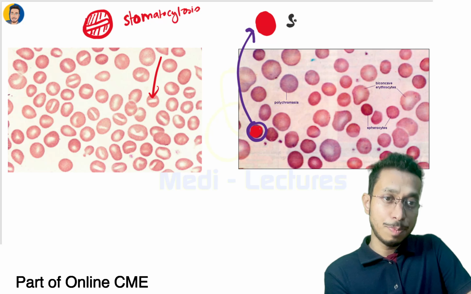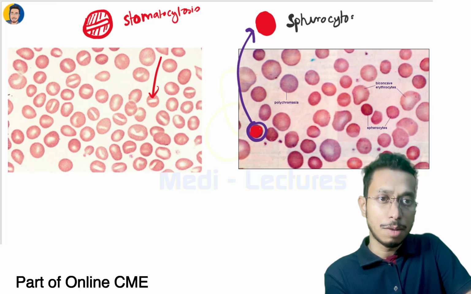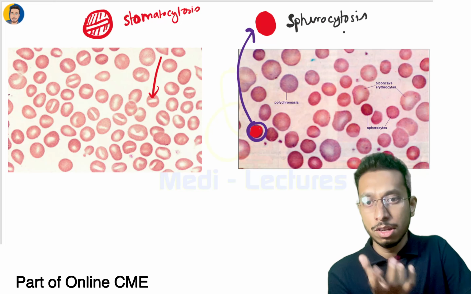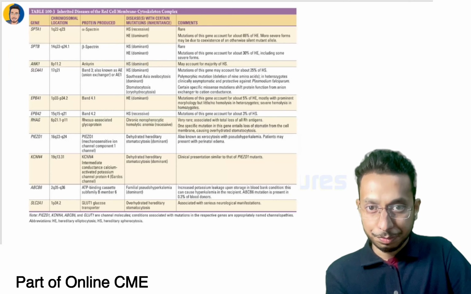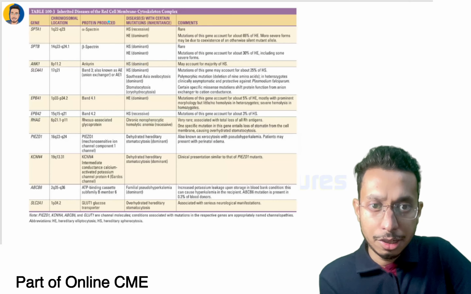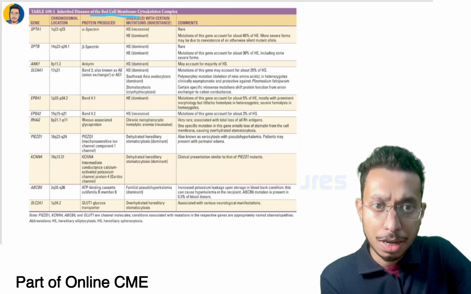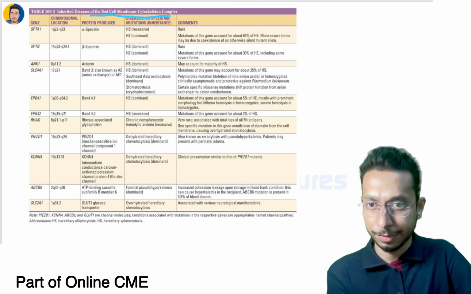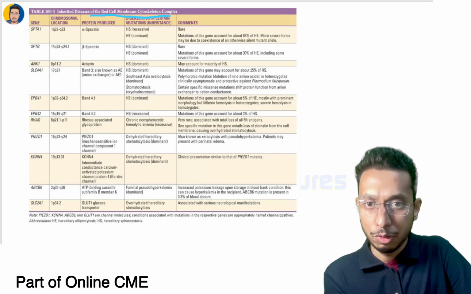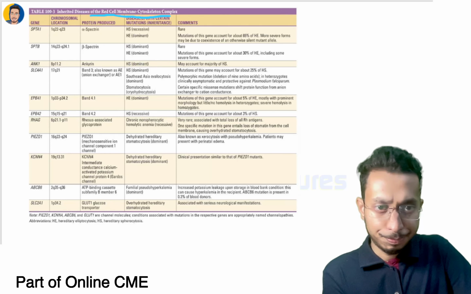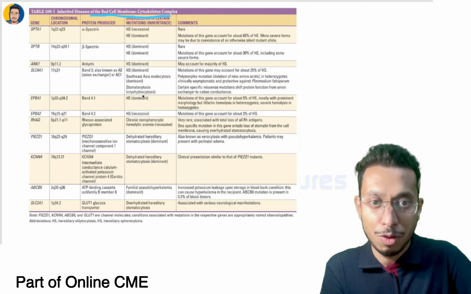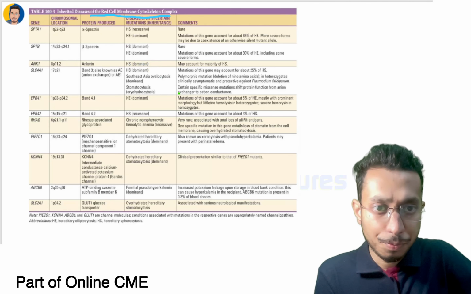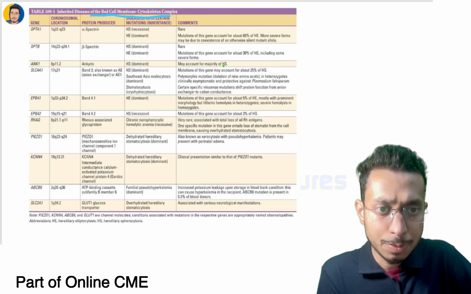Now remember, these spherocytes are never pathognomonic of hereditary spherocytosis. They can be seen in other conditions as well, like hemolytic anemias. Okay, so coming to these inherited diseases of the red cell membrane cytoskeleton complex, what are the important things we need to look into here? So let's dissect this Harrison table for better understanding. First, let's talk about hereditary spherocytosis.